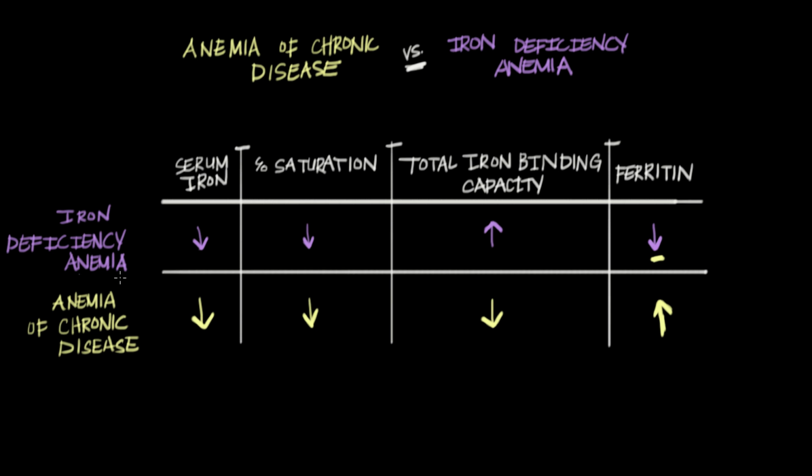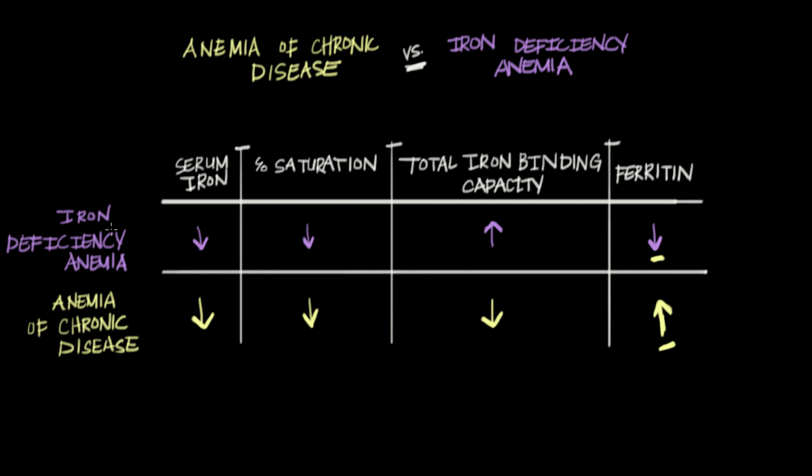Anemia of chronic disease, however, isn't necessarily a disease where you have a depletion in iron. Instead, you'll see an increase in ferritin. So that tells you that there's iron in the body. It's just tucked away from the access of bacteria and inflammatory cells.